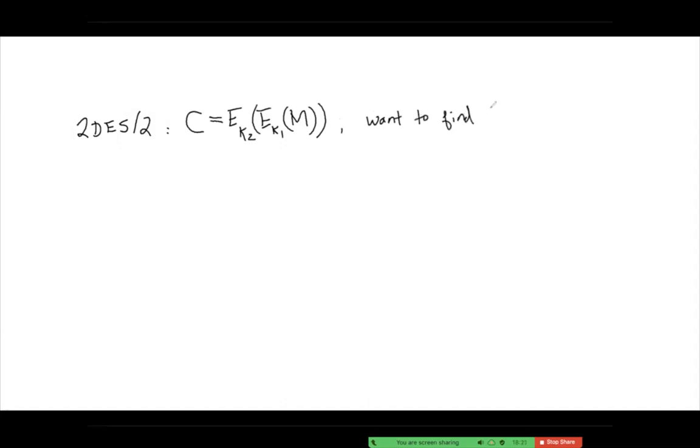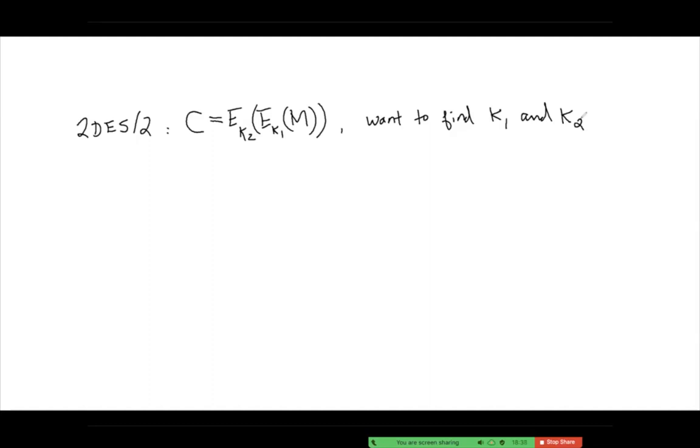So 2DES would mean that you apply encryption twice using two different keys and get C. So what I want to find is K1 and K2, to find K1 and K2 using this encryption from the attacker's point of view.